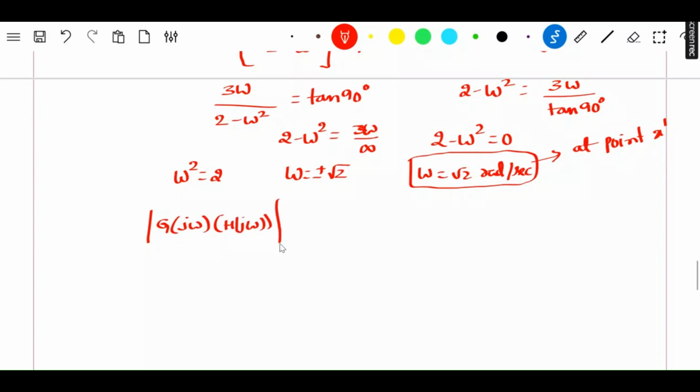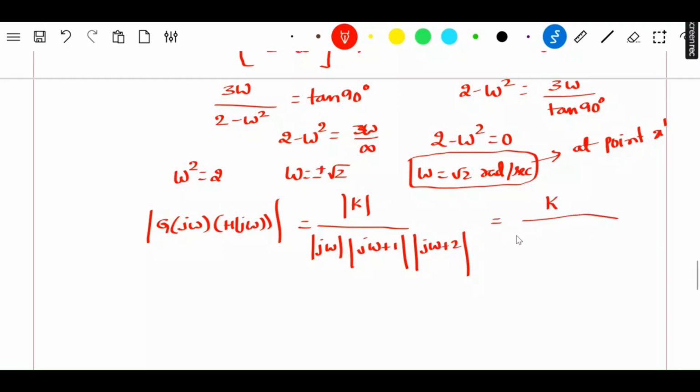So you get the magnitude of k divided by the magnitude of s, which is j omega, the magnitude of s plus 1, which is j omega plus 1, and the magnitude of s plus 2, which is j omega plus 2. If you write the magnitude of k, this remains k. The magnitude of omega remains omega. The magnitude of j omega plus 1 is the square root of omega square plus 1. The magnitude of j omega plus 2 is the square root of omega square plus 4.